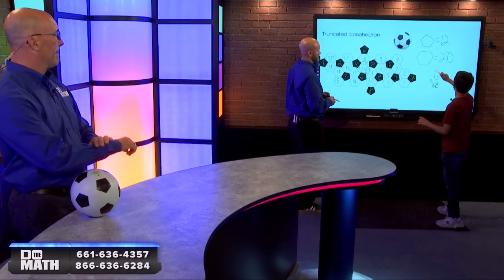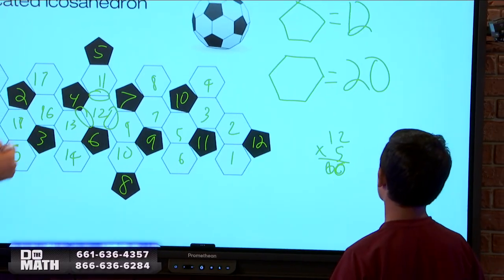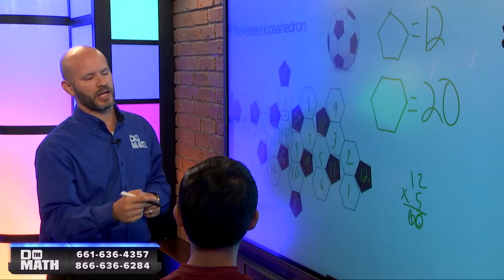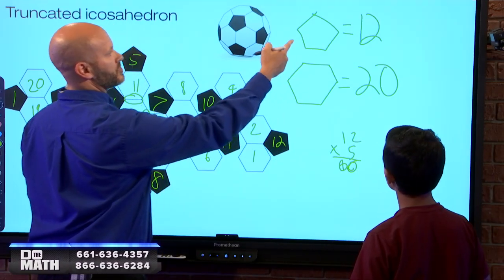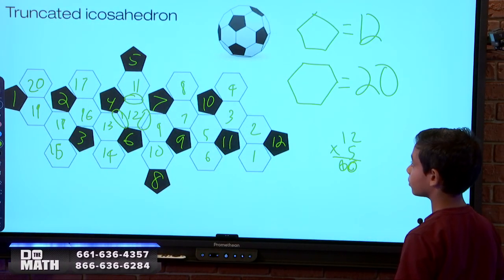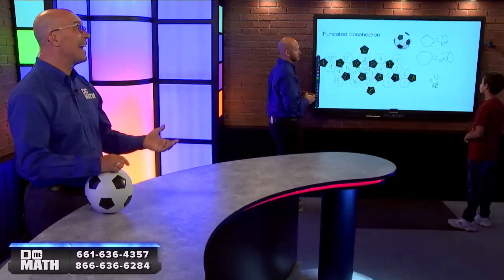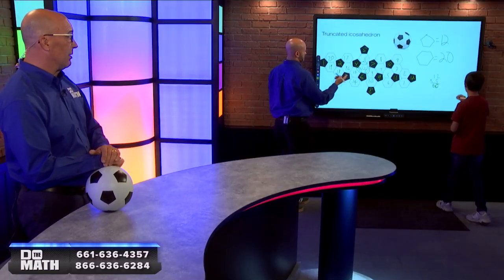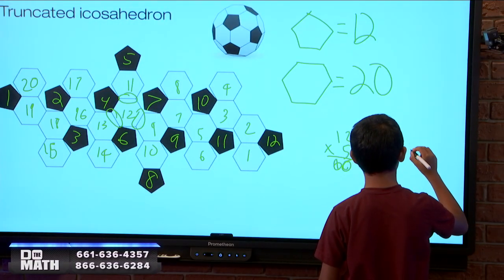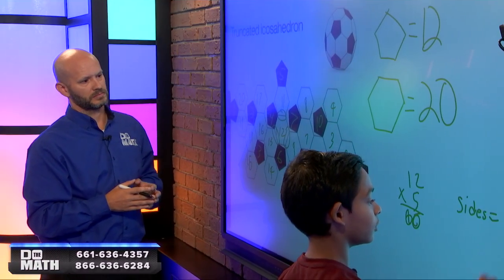Oh, so 6 times 20, it's gonna be 120. Okay. So we have 120 sides combined of all of our hexagons. And we have 60 sides combined for all of our pentagons. So how many sides altogether do you have now? 180. All right, so you might want to write that down so that you don't lose track of what you're doing here. So you've got 180 sides.